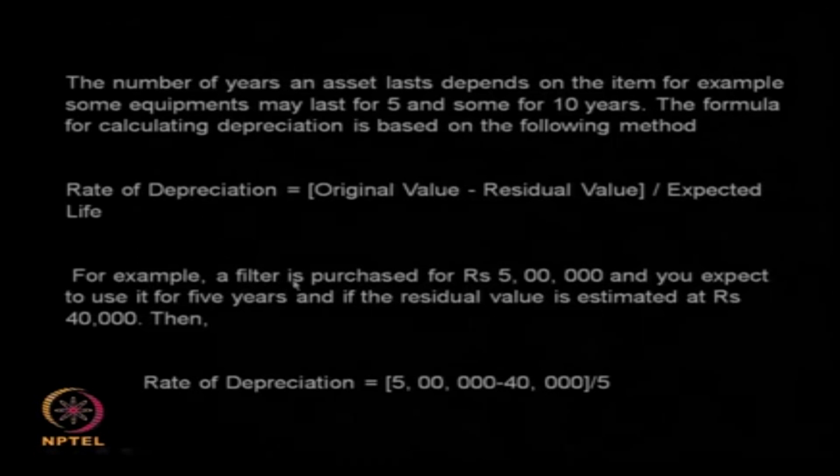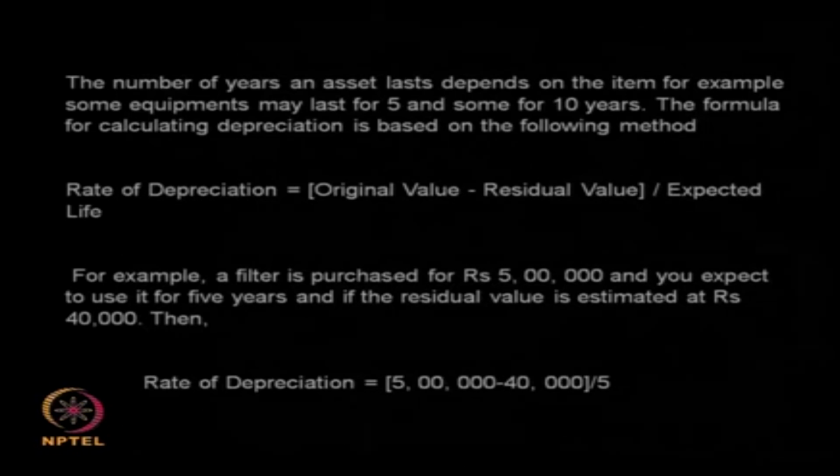So for example, I buy a filter for 5 lakh and you assume it will last for 5 years, and finally if you want to sell it off as scrap after 5 years, assume it can be sold for 40,000 rupees. Then what will be the rate of depreciation? 5 lakh minus 40,000 divided by 5 years. So this is the rate of depreciation. So this is the rate at which the filter value keeps going down.